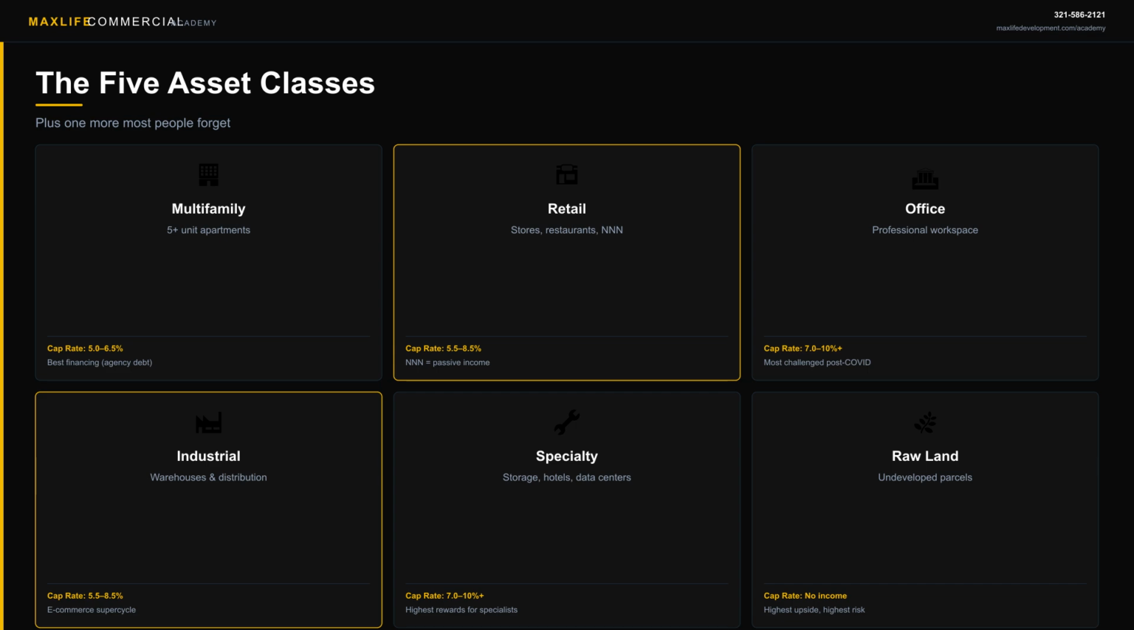The industry divides commercial real estate into 5 main asset classes, plus raw land, which most people forget about. Multifamily, apartment buildings with 5 or more units. This is the only commercial asset class where your tenant is a person rather than a business. The big advantage? Agency debt. Fannie Mae and Freddie Mac offer the best commercial loan terms in the market, but only for multifamily.